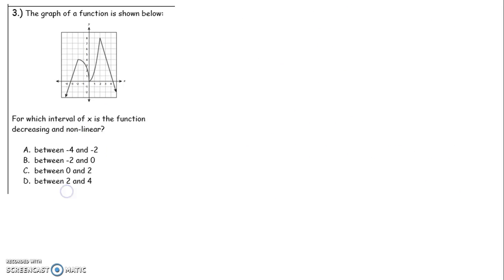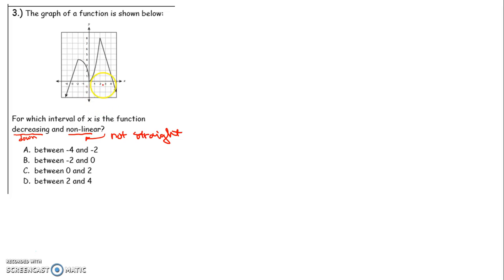Let's keep going. Next one, the graph of the function is shown below. For which interval of x is the function decreasing and nonlinear? Decreasing, so on the graph, the function would be going down. And nonlinear means it's not a straight line. It will be a curve.